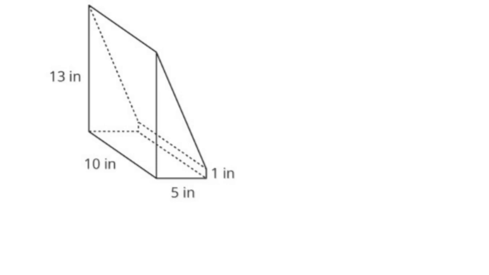So to find the volume of this shape, we're actually going to start by finding the base area, and we have to break the base up into two pieces to do that. The first one is this 5 by 1. So 5 times 1 equals 5. So that little piece is 5 inches squared.